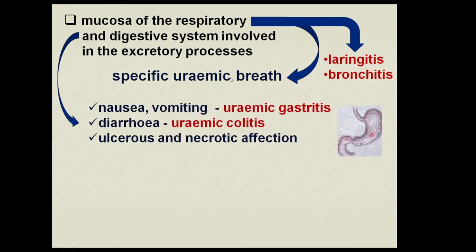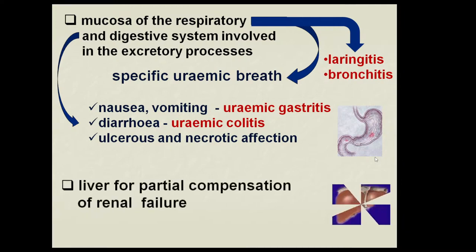Urea is absorbed through the mucosa of the digestive system. It's complicated with uremic gastritis. The patient complains of nausea and vomiting after eating. Uremic colitis: the patient is predisposed to diarrhea, which is difficult to control with usual medicine. And finally, the gastrointestinal tract is predisposed to ulcerous and necrotic affection with different bleeding, bloody vomiting, bloody defecation.